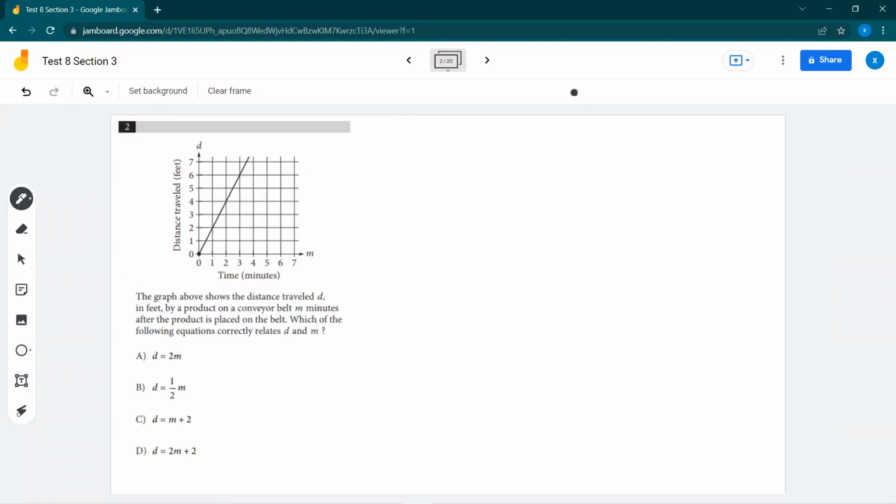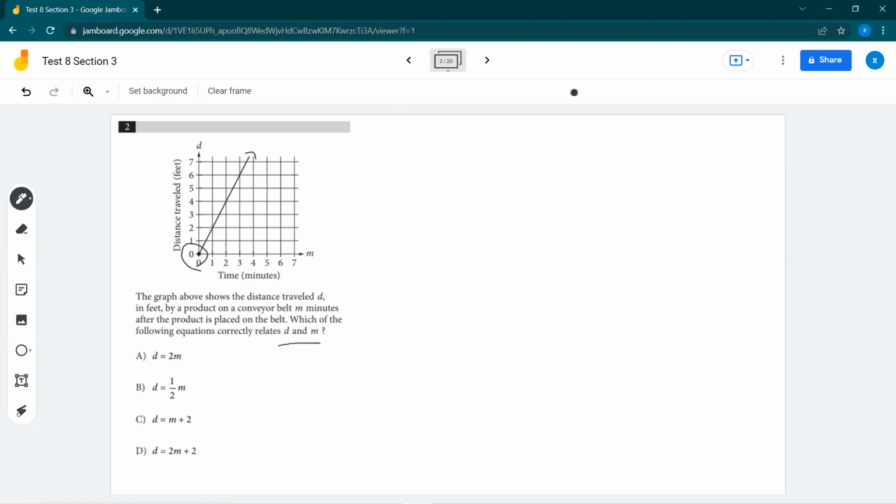Great, so let's go to number 2. We're given a graph, and it says, the graph above shows the distance traveled in feet by a product on a conveyor belt in m minutes. So we're relating m to d, where d is essentially our y in this case, and m is our x. We want to relate d and m as an equation. So again, to do that, we'll need 2 points on this line, and then we can find the equation in terms of d and m.